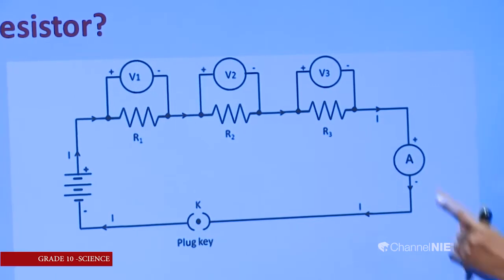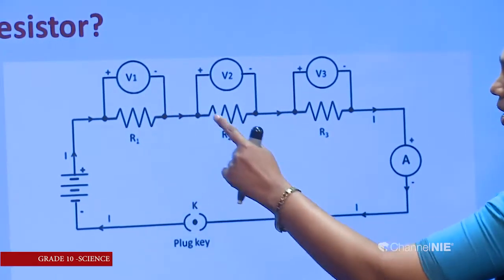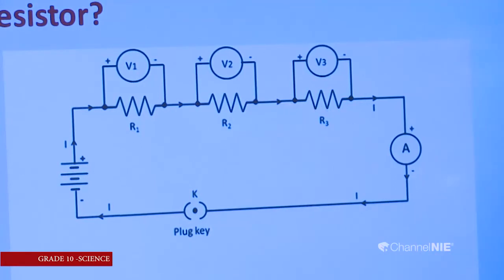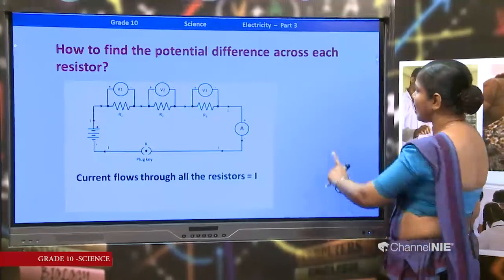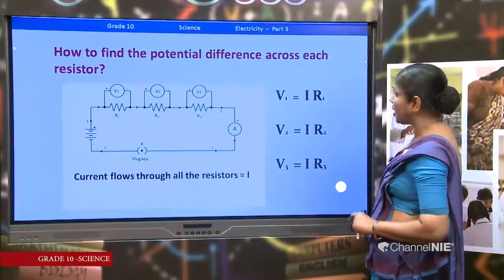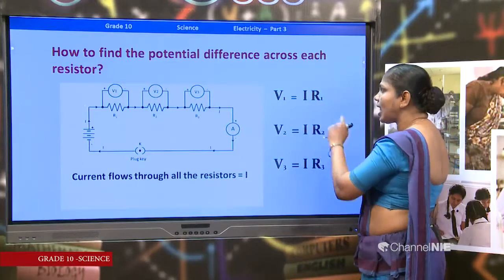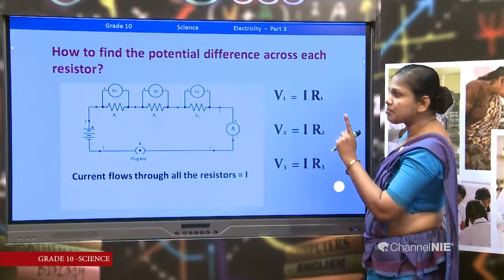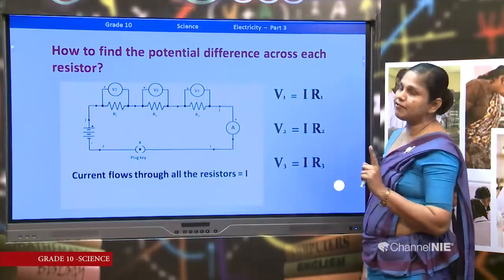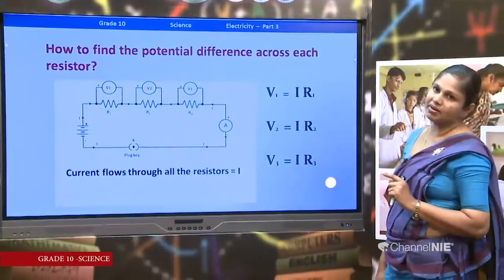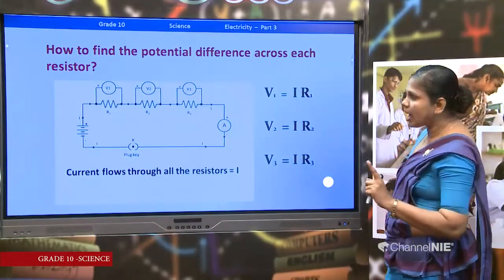If we know the current I through each resistor, children, then we can substitute into the V equals IR formula to get the potential difference across each resistor. When we know the current I in the circuit, then the potential difference V1 across the R1 resistor can be found by substituting into the formula V equals IR. Let me explain how to do this, right?